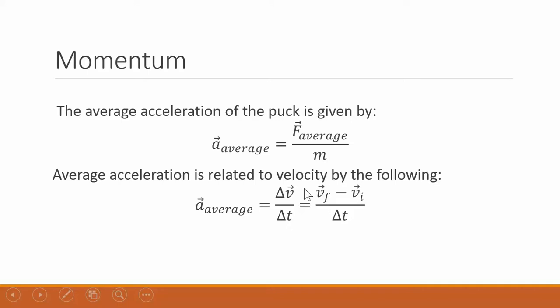So now we're going to replace average acceleration with Vf minus Vi over delta t, and we're going to rearrange the equation. We multiply both sides by mass, and then multiply both sides by delta t, and we end up with the average force times delta t equals mass times final velocity minus mass times initial velocity. Well, this part should look familiar. This is the equation for impulse.